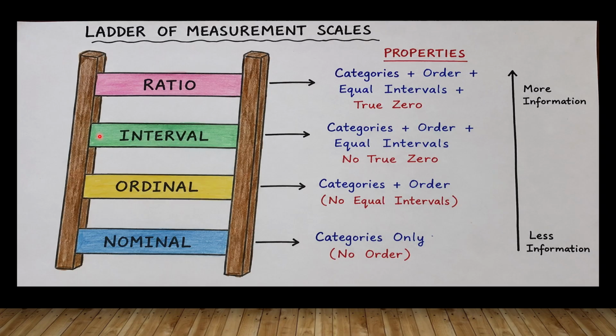In interval scale, it has categories, order, and equal intervals between the values, but it does not have a true zero. Example, temperature in Celsius. And in ratio scale, it has all the properties of the previous scales, and it also includes a true or absolute zero. It allows meaningful comparisons such as twice as much, for example, height, weight, age, etc.